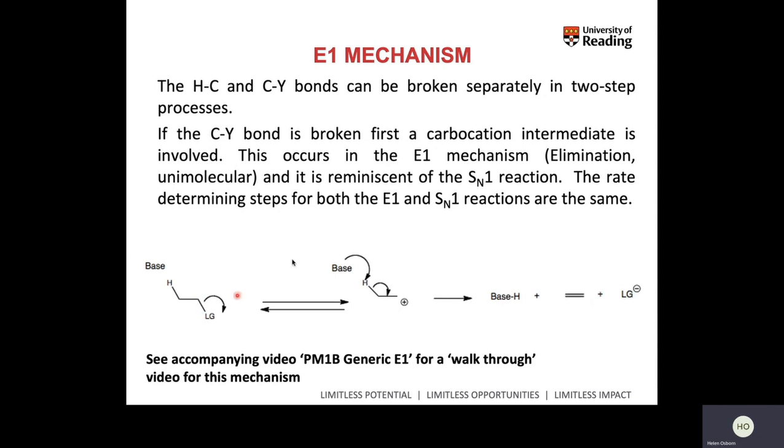Because we're breaking the leaving group off first, we're going to form a carbocation. It's very reminiscent of the SN1 reaction, where we lose our leaving group in the first step to give a carbocation. So when revising for this, if you can remember the features of the SN1 reaction, loss of the leaving group to give a carbocation, that's the same first step for the E1 mechanism. And it's because those first steps are identical that they are competing reactions.